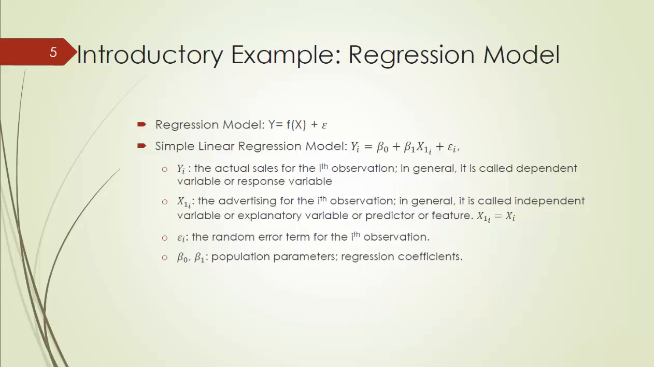Conceptually, we are assuming a large population of Y values, or sales values in our example, occurs at each level of x1, the dollar amount spent on advertising. The parameters beta 0 and beta 1 represent the intercept and the slope of the true regression line with respect to those populations. That is why beta 0, beta 1 are sometimes called population parameters.